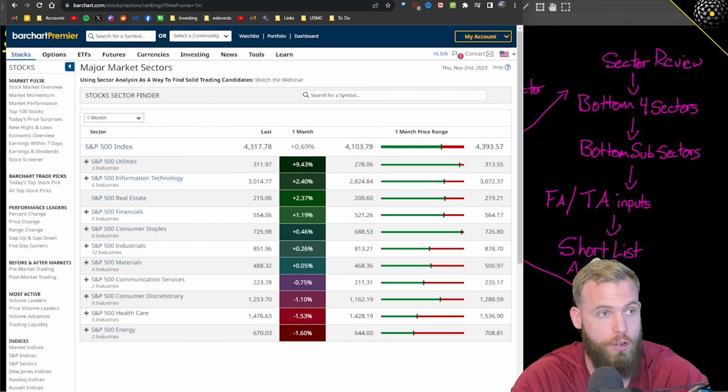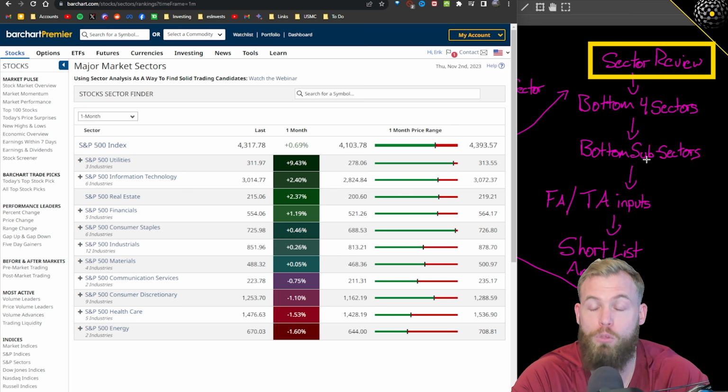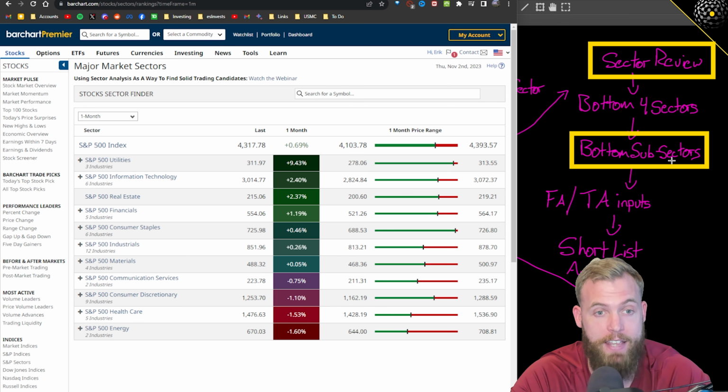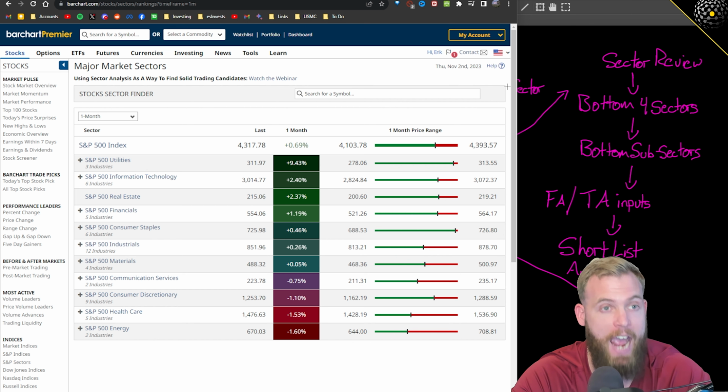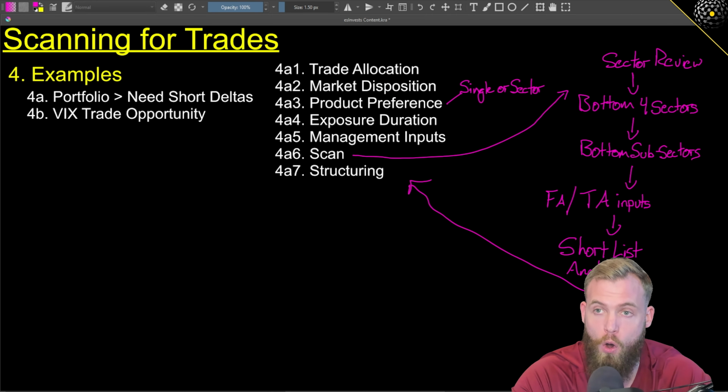So in this case, I'll start with the sector review, and then I'm looking for the bottom subsectors and then just the laggards within those subsectors. And then now, finally, is when I overlay my TA inputs. So let's take a look at what that looks like.